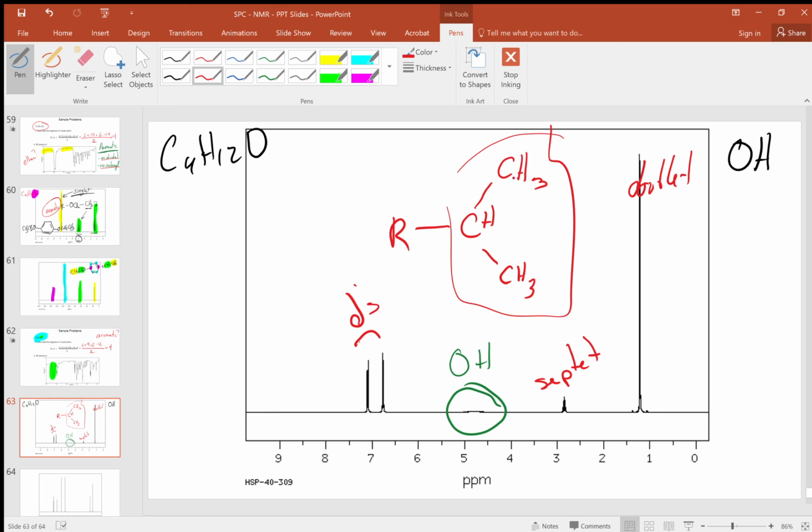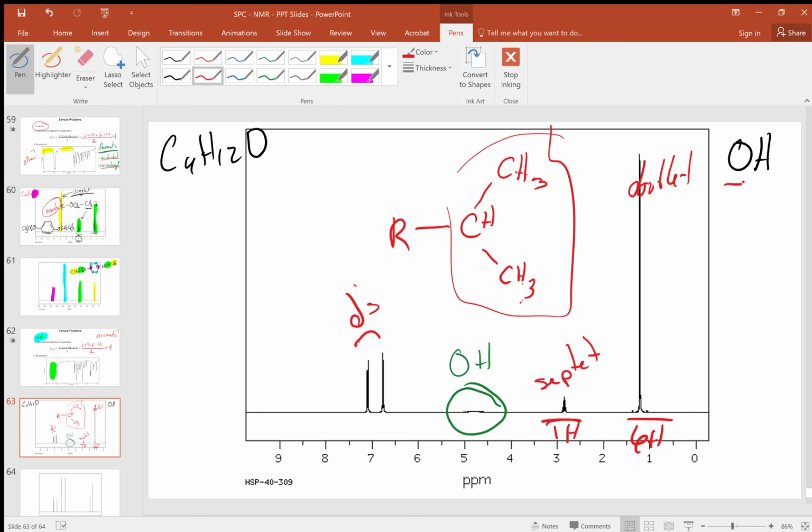So this CH is next to 2 equivalent methyl groups, gives us a septet, whereas the 2 methyl groups are adjacent to 1 and give us a doublet. This is also another good example of integration, though. Notice the septet, which only represents one H, is a very small peak, whereas the doublet, which represents 6 hydrogens, is a much larger peak.